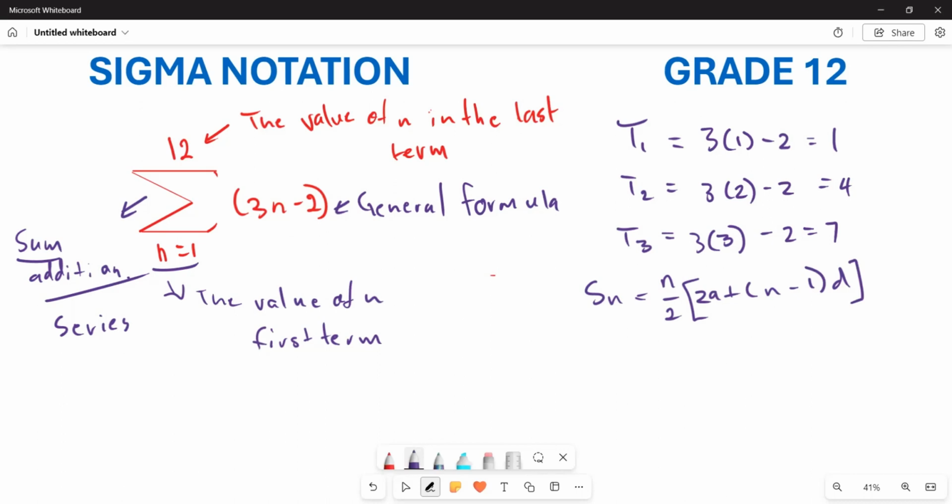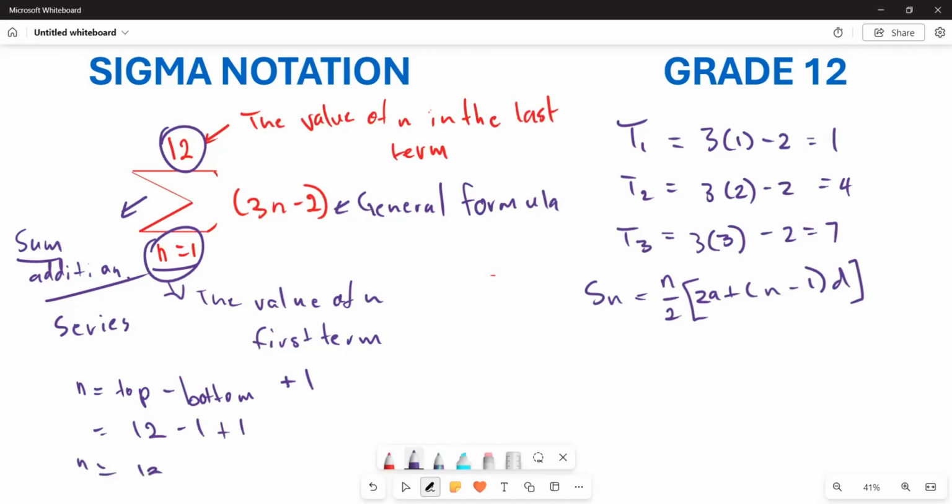To calculate the number of terms, the value of n, it is found by this particular formula. n is given by top minus bottom, plus 1. The top is the top value here, and the bottom is the bottom value here. So here it's going to be 12 subtract 1, plus 1, which means the number of terms we have here is 12.